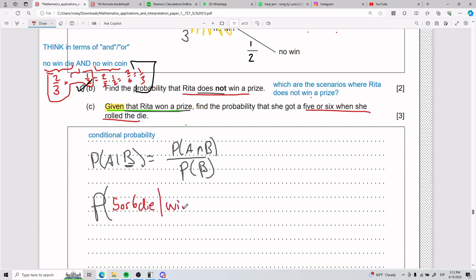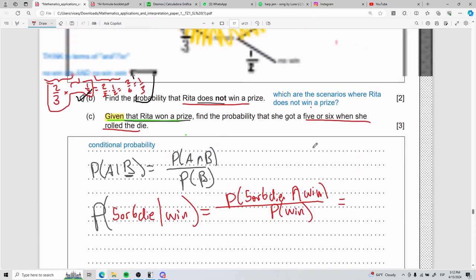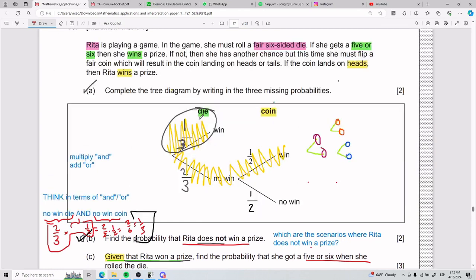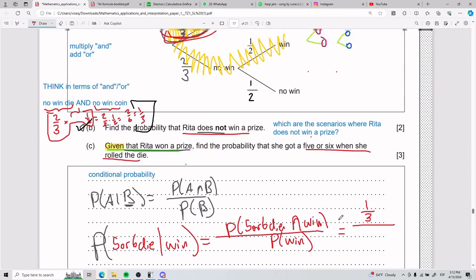given, win. So that means you have the probability of 5 or 6 die and win divided by probability of win. Okay? Now, the one on top, 5 or 6 die and win, is just this part here. Probability of die and win is 1/3. So you have 1/3 divided by the probability that you win.